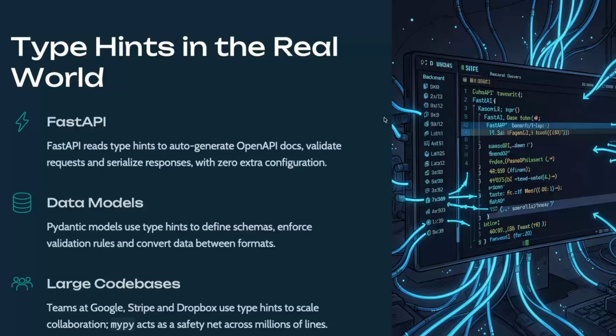Now, where do these advanced type hints actually appear? The answer is everywhere. FastAPI uses type hints to generate API documentation automatically. Pydantic models use type annotations to validate and serialize data. Teams working in large backend systems rely on advanced typing to improve maintainability and reduce bugs. As projects grow, advanced type hints help developers understand code faster and refactor with confidence. Typing has evolved from an optional feature to a standard practice in modern Python development.